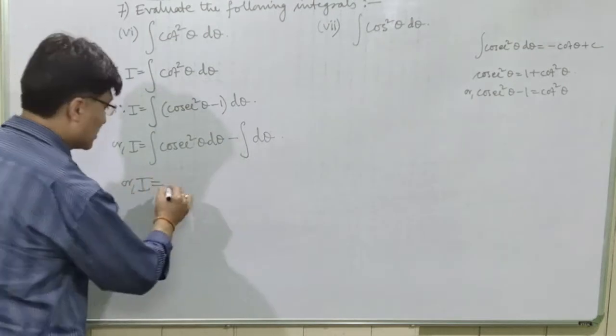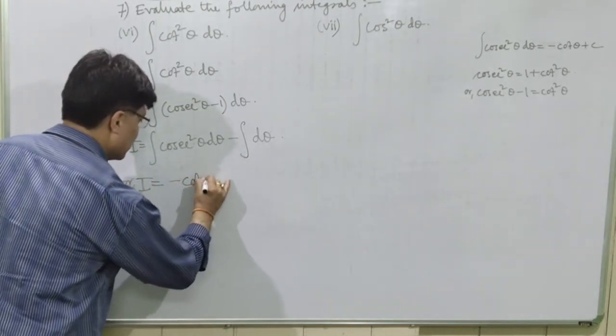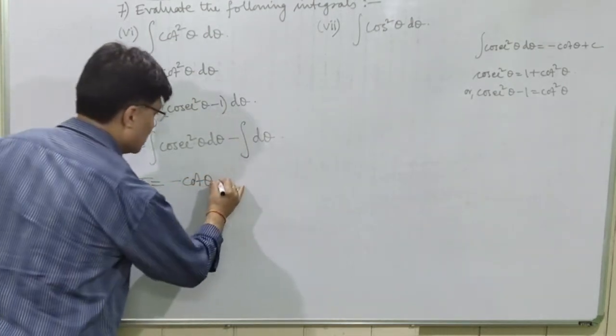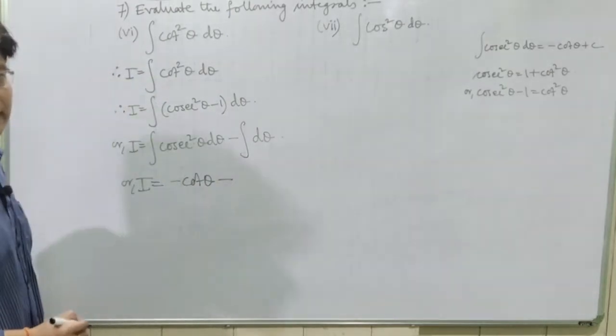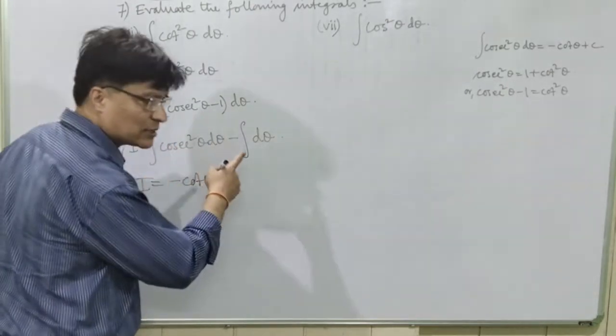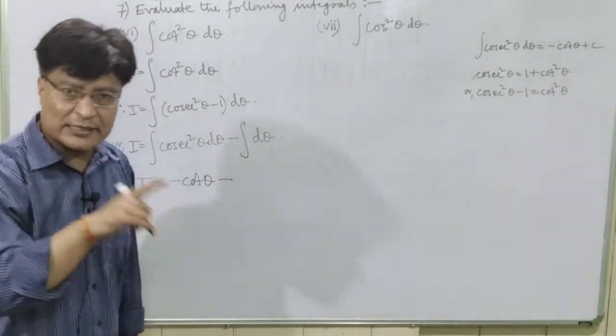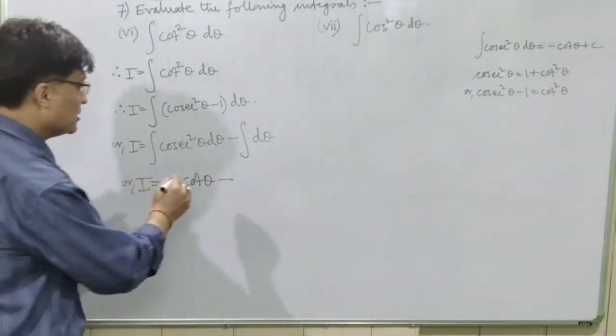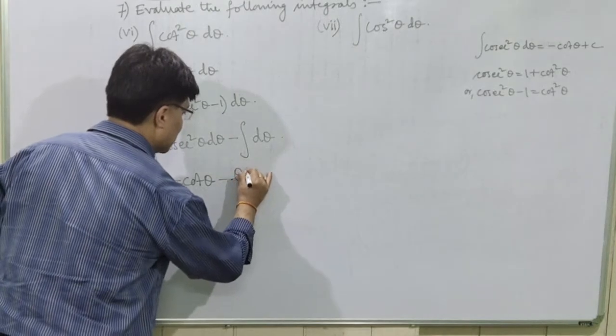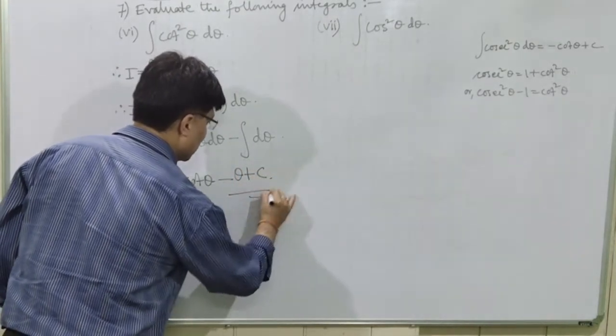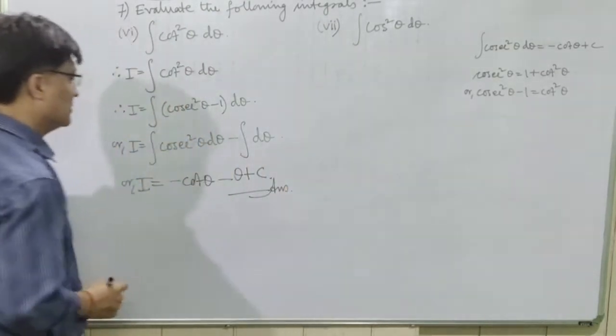So, or I is equal to, what is integration of cosec square theta? It is minus cot theta, right? Then minus, what is integration d theta? It is just like integration of dx. If integration dx is equal to x, what is integration d theta? That is your theta plus c. So this is the answer.